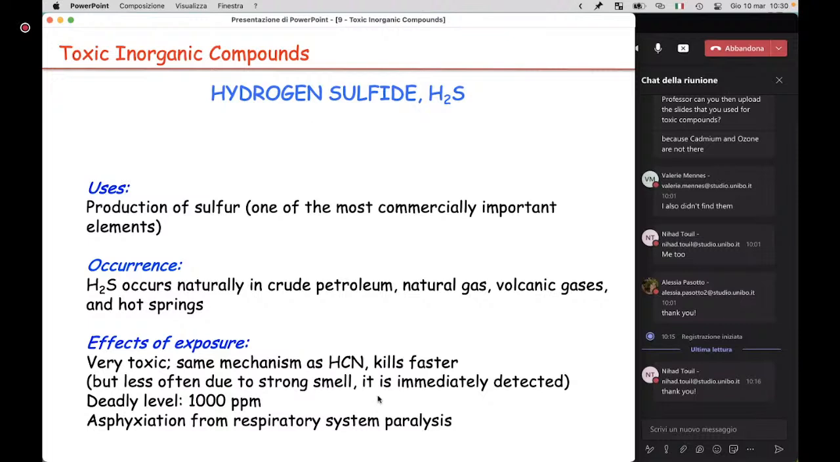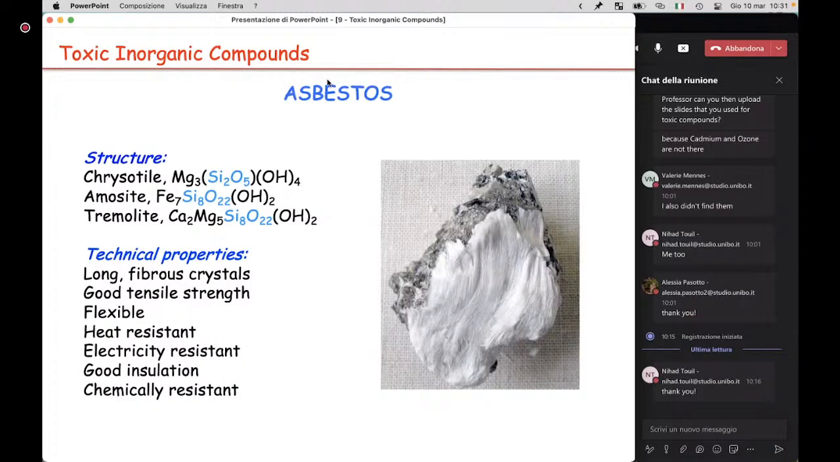Okay, but in fact, the toxicity mechanism is the same as hydrogen cyanide, so also the death or consequences are mostly the same. Okay, so with this, we have finished gaseous inorganic compounds. We have just two more inorganic compounds that are solid in this case. And the first one is probably one of the most important toxic substances, historically, but unfortunately still a big problem, which is asbestos.